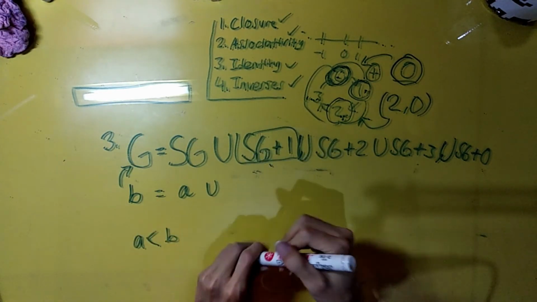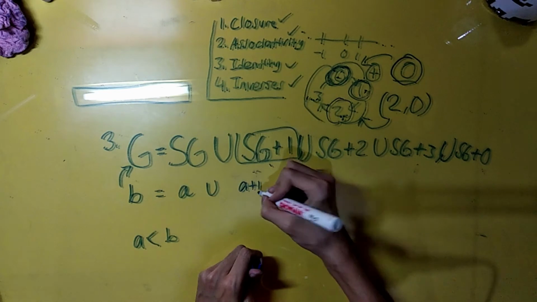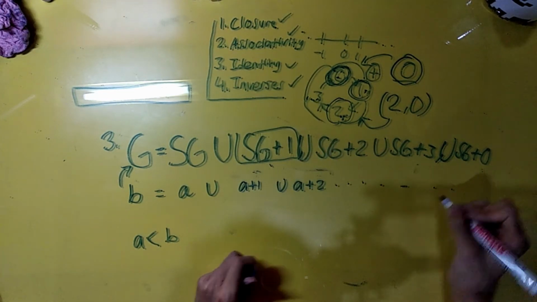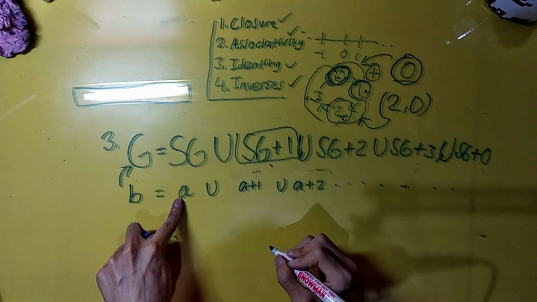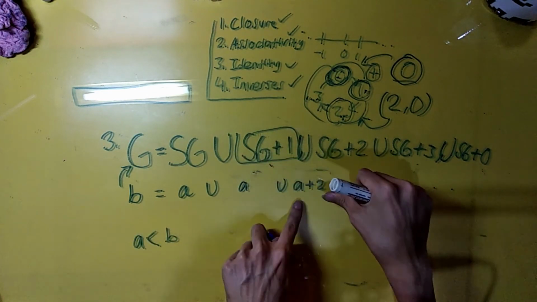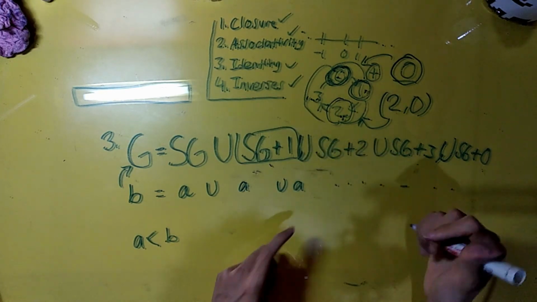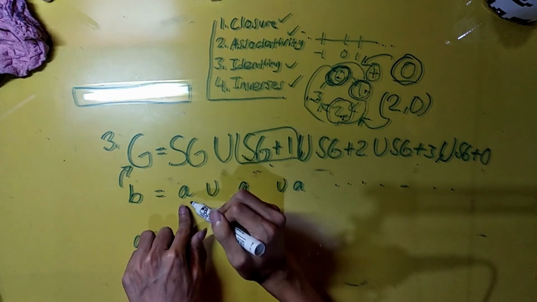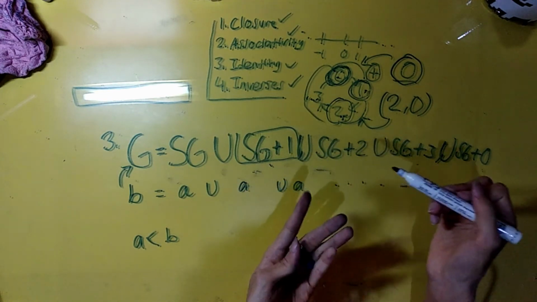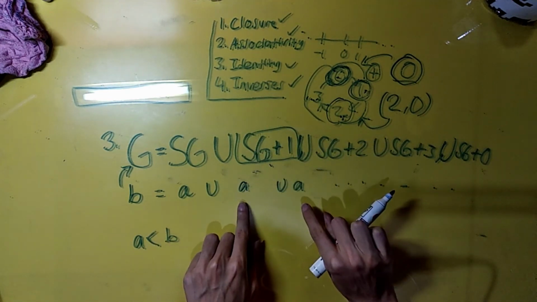So basically A is union with A plus 1, union with A plus 2, and so on. What is the size of A? The size of A is A. What's the size of A plus 1? The size of A plus 1 is A. The size of A plus 2 is also A. So A is the size of the group, right? And it doesn't matter if we add it by 1 or by 2 or by 3. A is still going to be the size of the group.